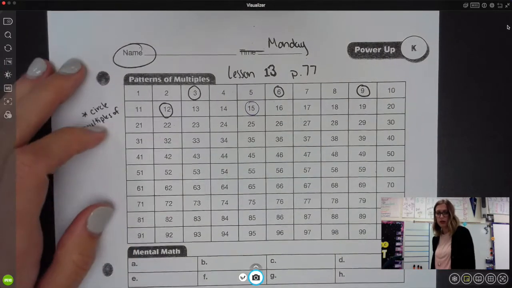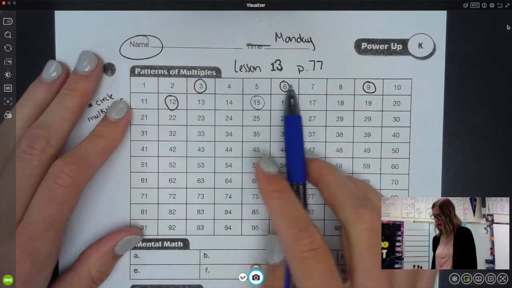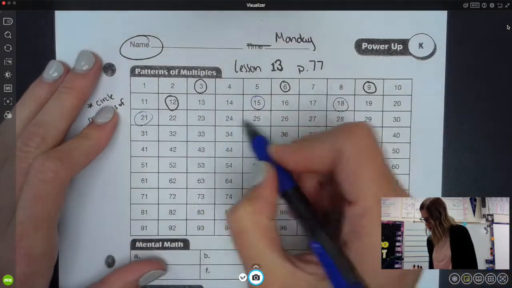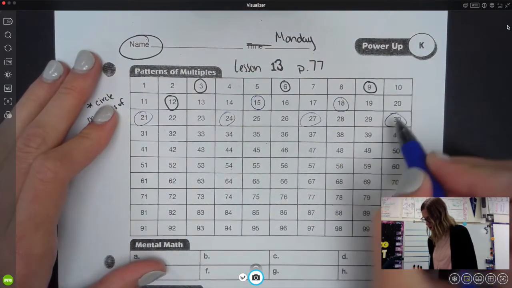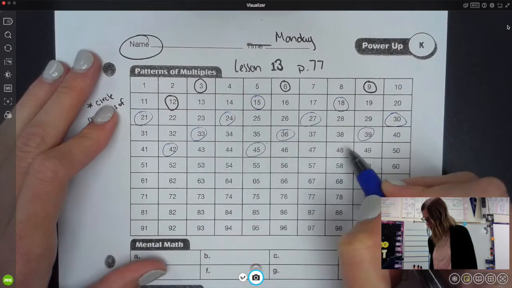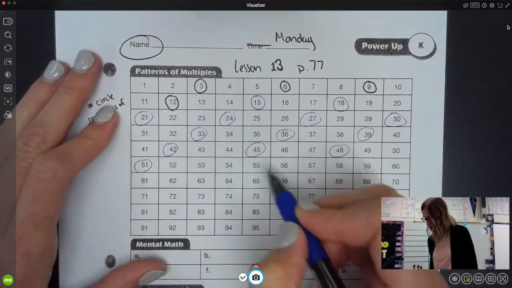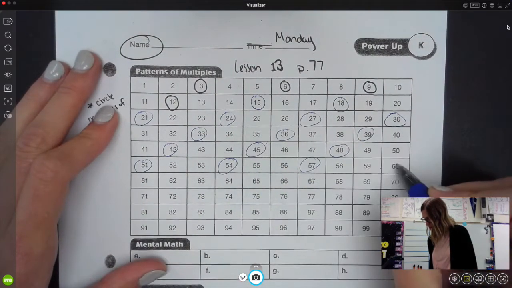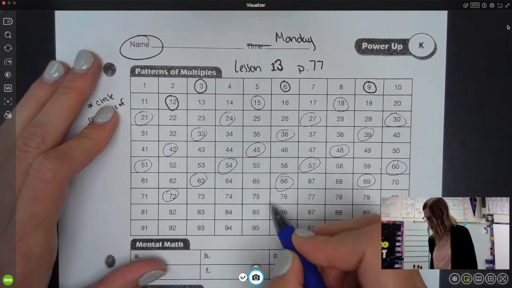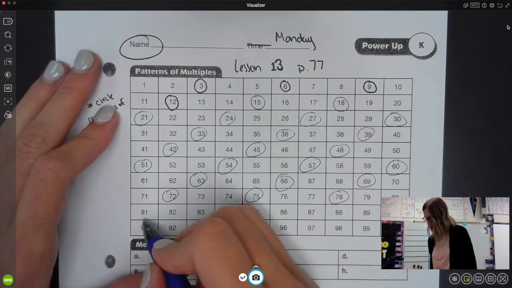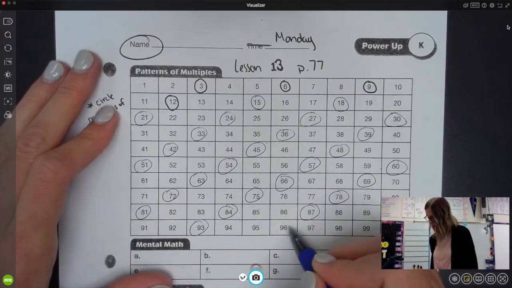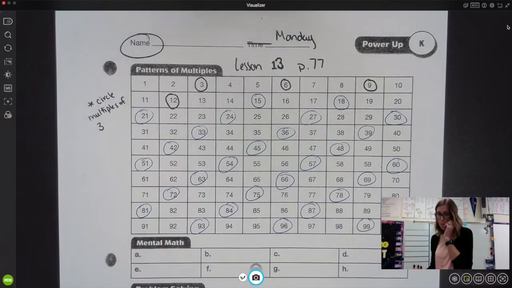Awesome. If you were doing your multiples of 3, here's what you should have. 3, 6, 9, 12, 15, 18, 21, 24, 27, 30, 33, 36, 39, 42, 45, 48, 51, 54, 57, 60, 63, 66, 69, 72, 75, 78, 81, 84, 87, 90, 93, 96, 99.